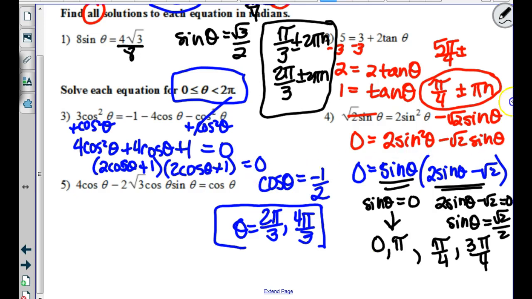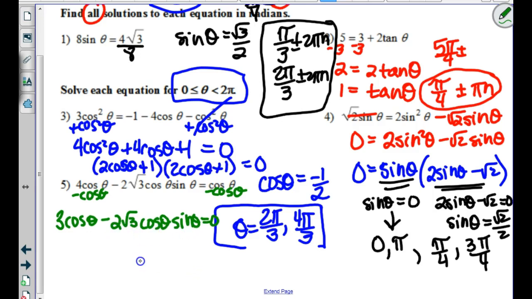This one kind of scared me. What can we do with 5? I think it's not as bad as it looks, maybe. If we subtract this cosine over, what's 4 cosine minus cosine? So we have 3 cosine theta minus 2 square roots of 3 cosine sine. Now, a 2 cosine sine could be a cosine of 2 theta, but I don't think we want to go there. What can we do right now? Yeah, if we take out a cosine, what will it say?